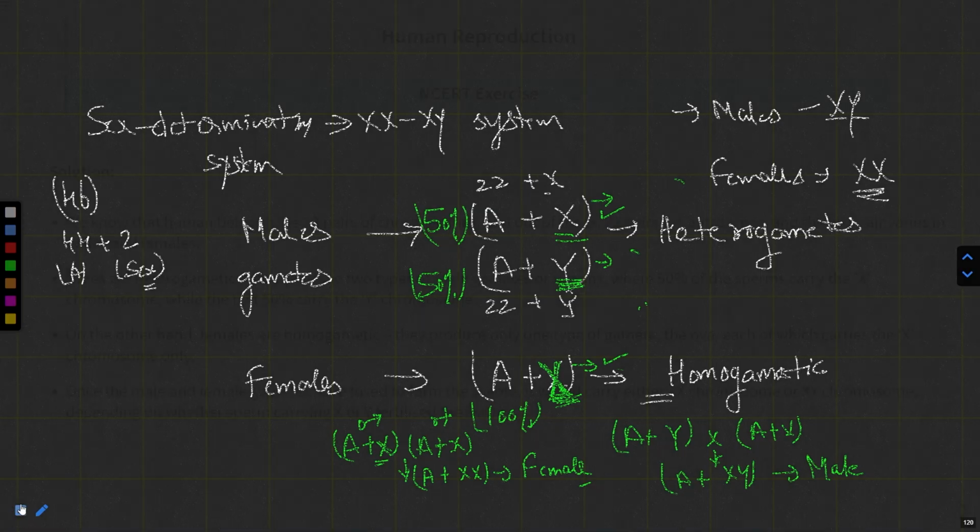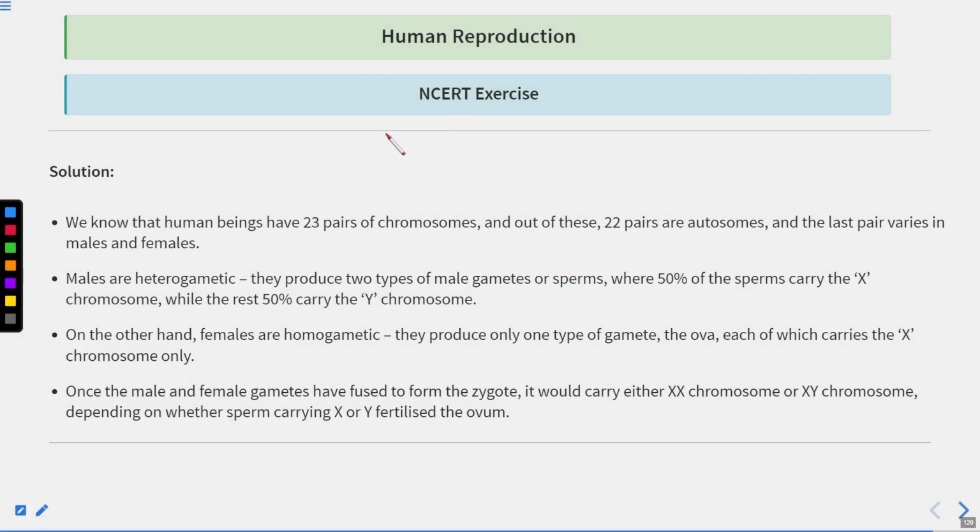Alright, this is clear. So again, we know that the human being contains 23 pairs of chromosomes, meaning 46 chromosomes. Out of these, 22 pairs are autosomes, and the last pair varies in males and females. Males are heterogametic, meaning they produce two kinds of gametes, or sperm. 50% of the sperm carry the X chromosome, while 50% carry the Y chromosome. On the other hand, females are homogametic. They produce only one kind of gamete, which carries the X chromosome only.